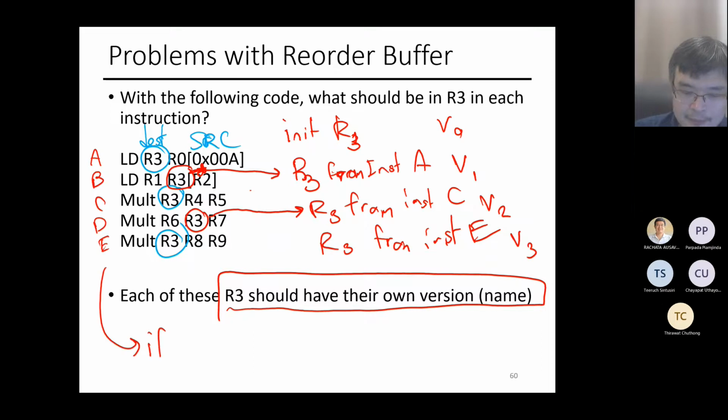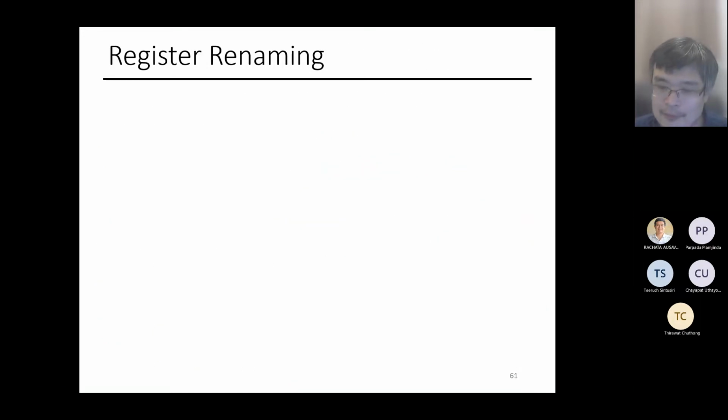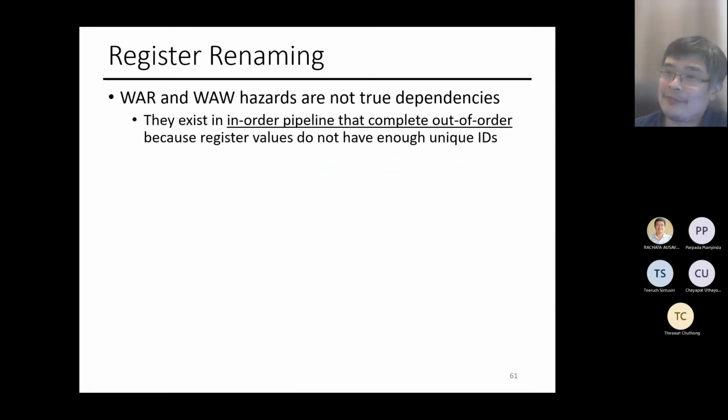If you run this out of order, for example, if you do A, then C, then B, then D, and then E, there'll be a problem because instruction B needs the version from A, but you do it after instruction C. This is called write after read and write after write hazard. These are not true dependencies.